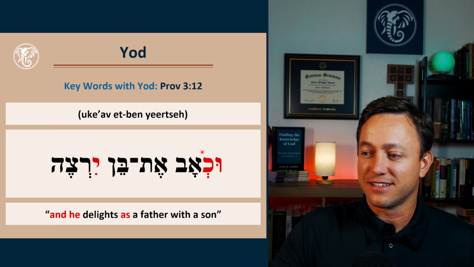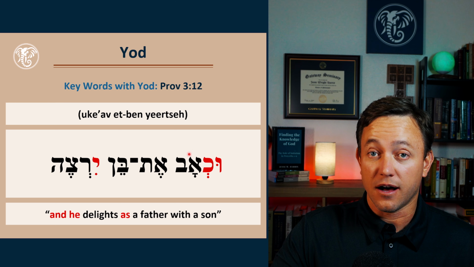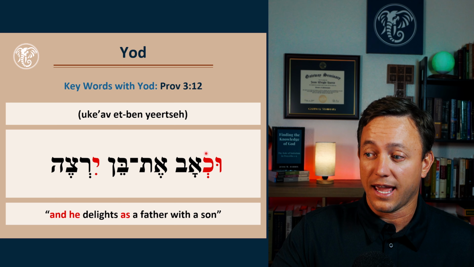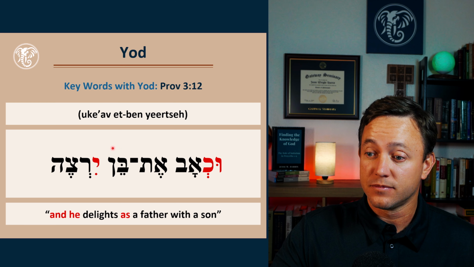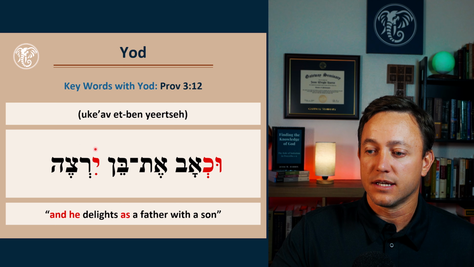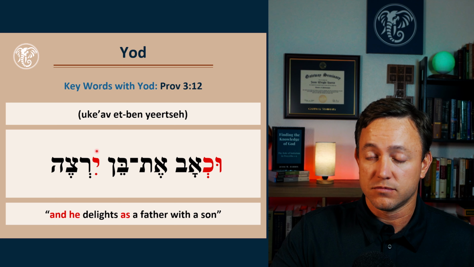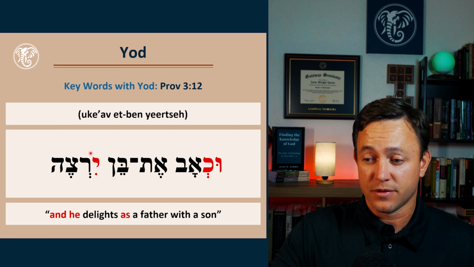And so we have and like. So that's that preposition, like, or as. Of, and we learned that one a while back now. Father. So, and like a father, et ben, with a son, yirtzeh, he delights, or he will delight. So, in other words, the one he loves, the one that he delights in. So the ones that he disciplines are the ones that he loves, that he delights in.